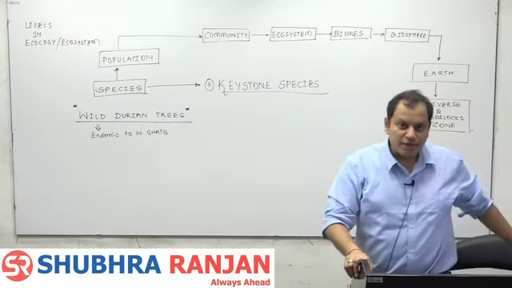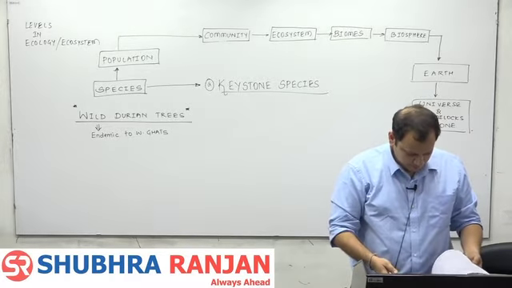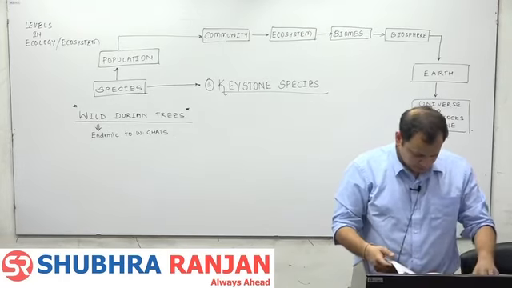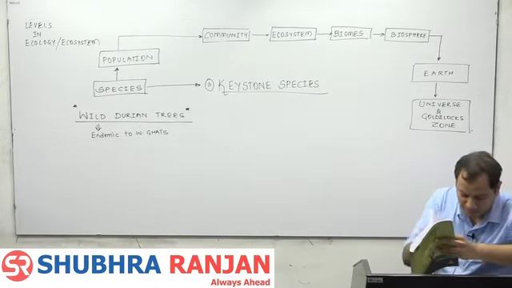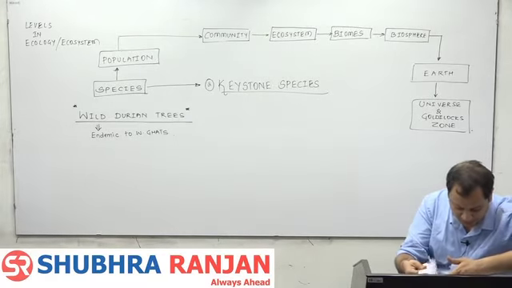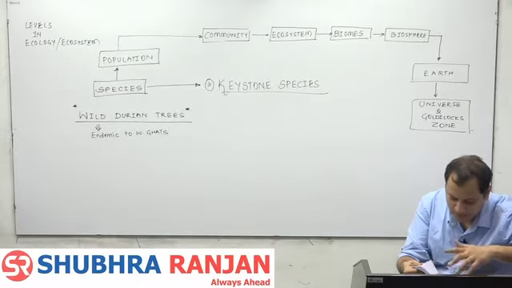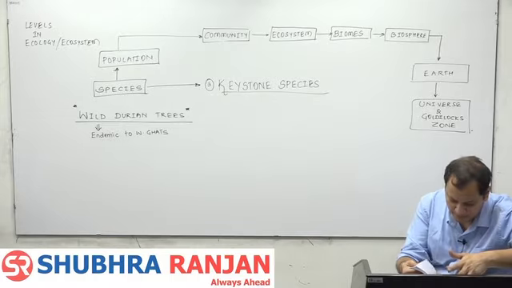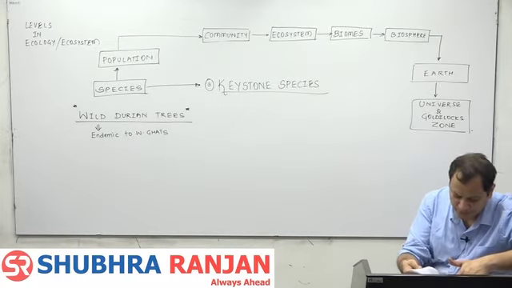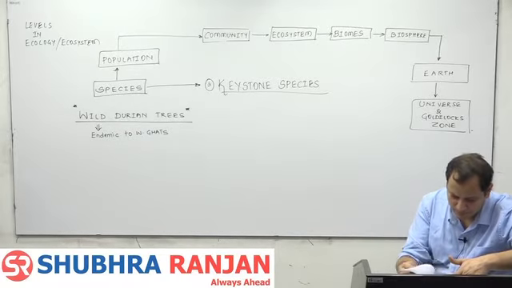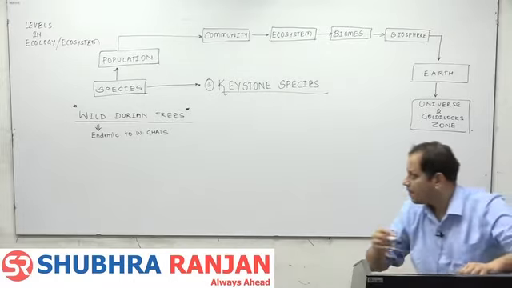Last example, wild durian tree, which is endemic only to the Western Ghats, and is a keystone species because it attracts insects, birds, reptiles, monkeys, and thus supports the Western Ghats ecosystem. Fine? So keystone species.